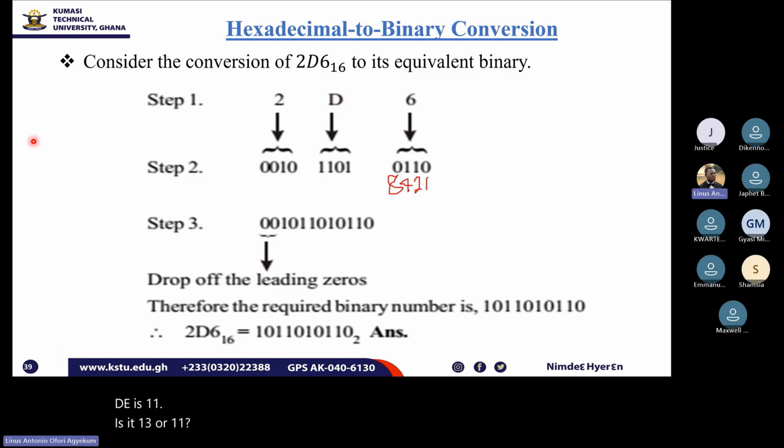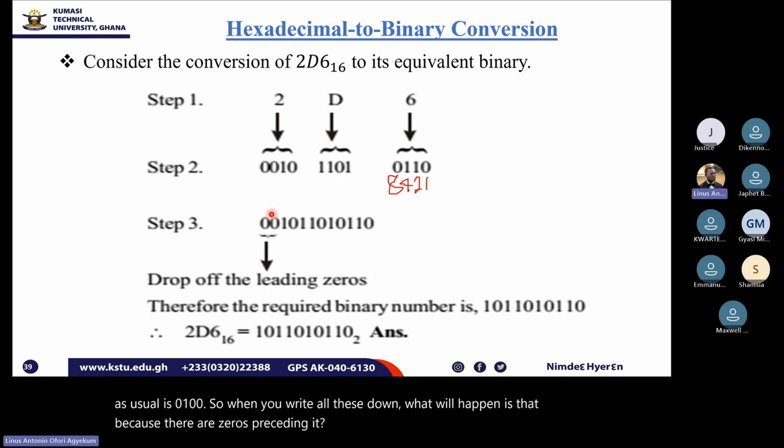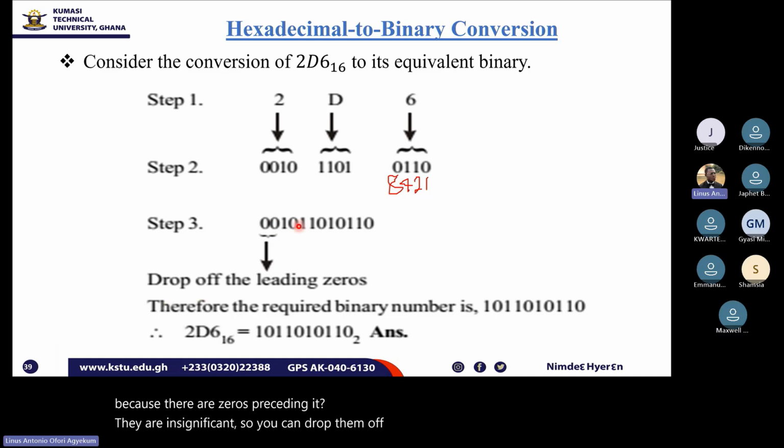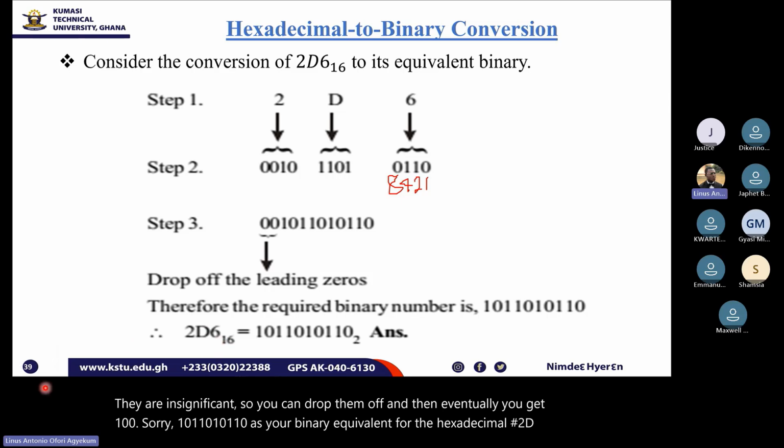So if D is 13, then it means we have 8 plus 4 plus 1, that is 13, right? And then 2, as usual, is 0010. So when you write all these down, because there are zeros preceding it, they are insignificant, so you can drop them off, and then eventually you get 1011010110 as your binary equivalent for the hexadecimal number 2D6. Please, is it clear?